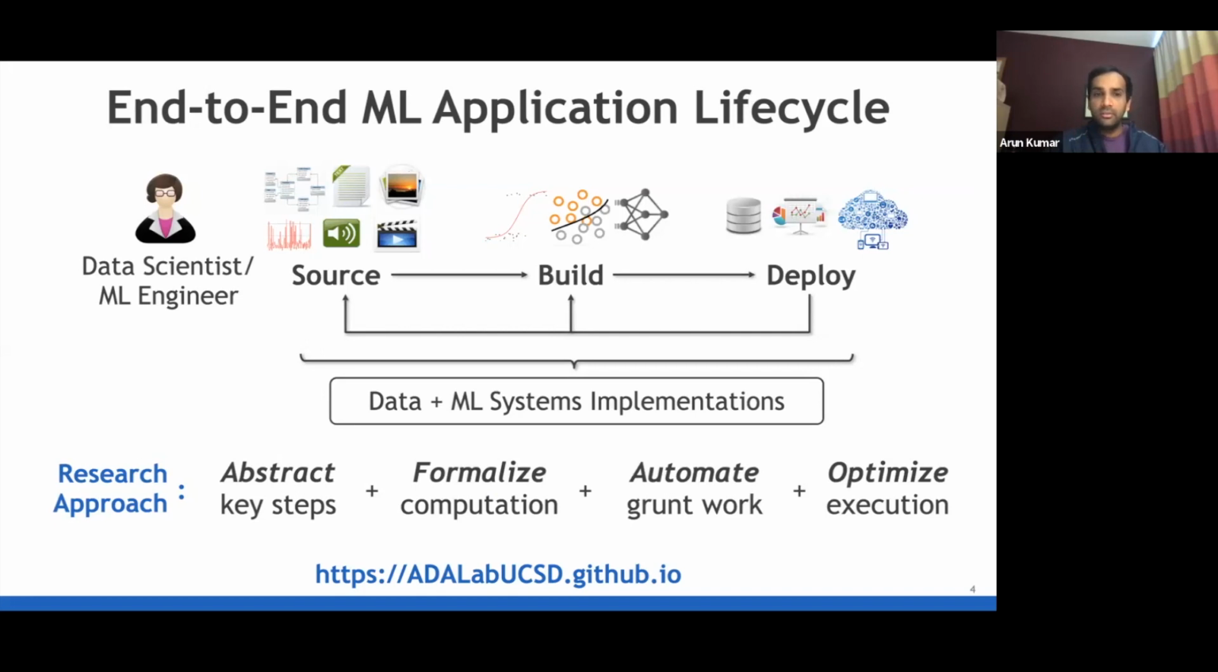And once we have formalized the computation, any manual work, we try to automate it as much as possible to improve human efficiency. And now that we understand the formalized computation, we can apply database and system style techniques to come up with new techniques that allow us to optimize the execution of these sorts of workloads. I've applied this approach in all three contexts of the ML application lifecycle. You can take a look at my group website for all the projects I've worked on.